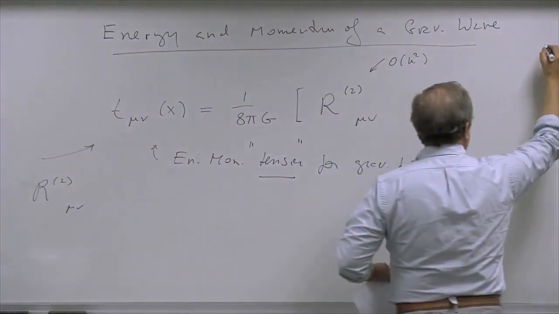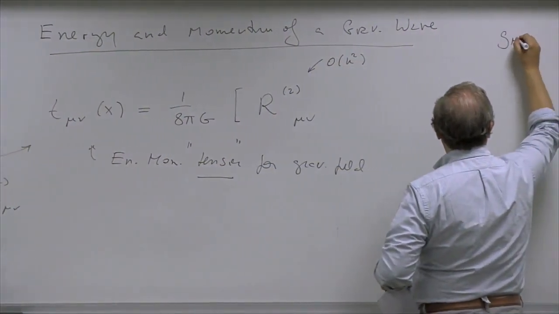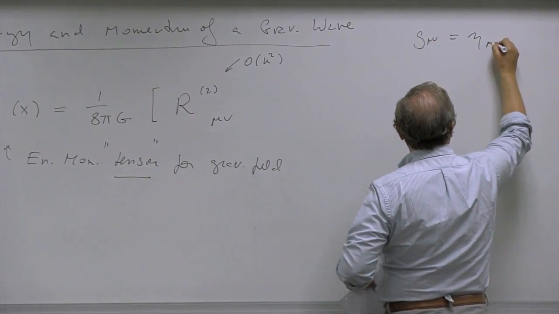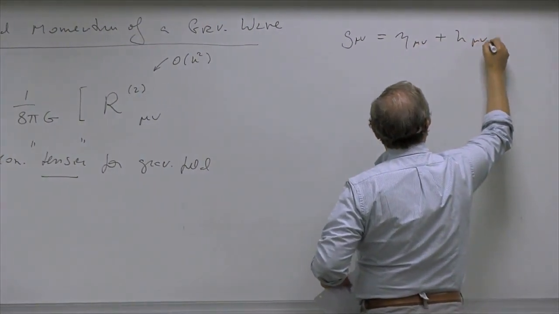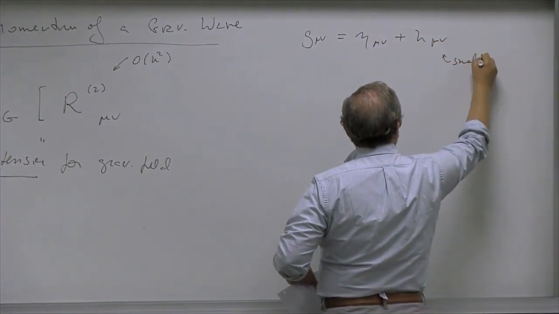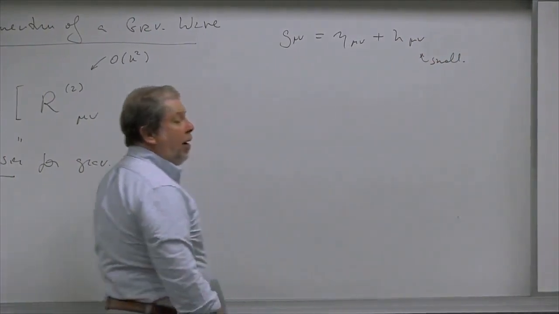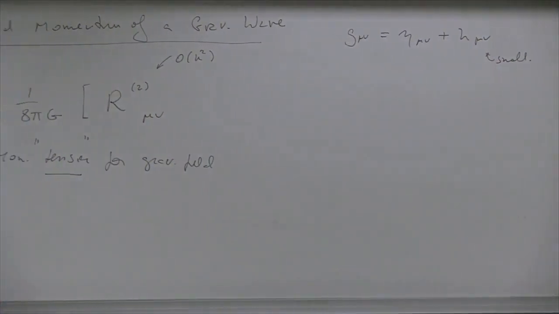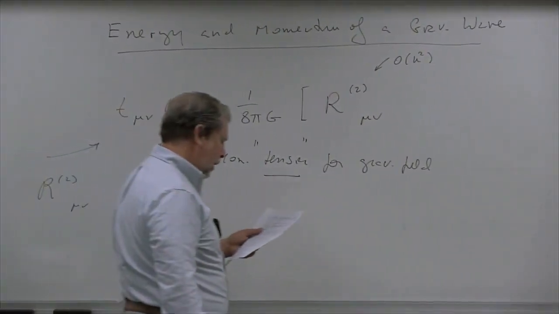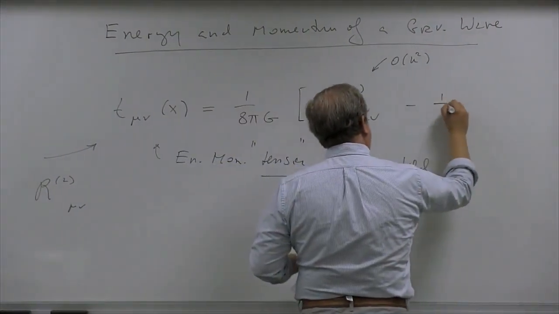Remember, we're always doing this weak field approximation, so we write g mu nu as eta mu nu plus h mu nu, where this part is small. And that eta mu nu is just a flat metric, so Minkowski space-time.